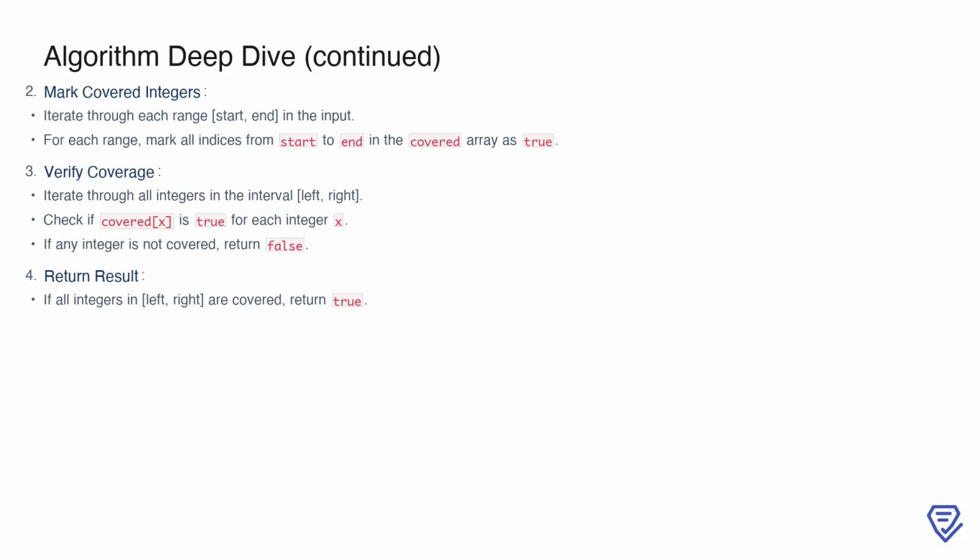For each range, start to end, mark all indices from start to end in the coverage array as true, indicating that these integers are covered. Once the coverage array is populated, verifying the interval [left, right] becomes simple. Iterate through all integers in [left, right], and check if the corresponding value in the coverage array is true. If you find any integer that is not covered, return false. If all are covered, return true.